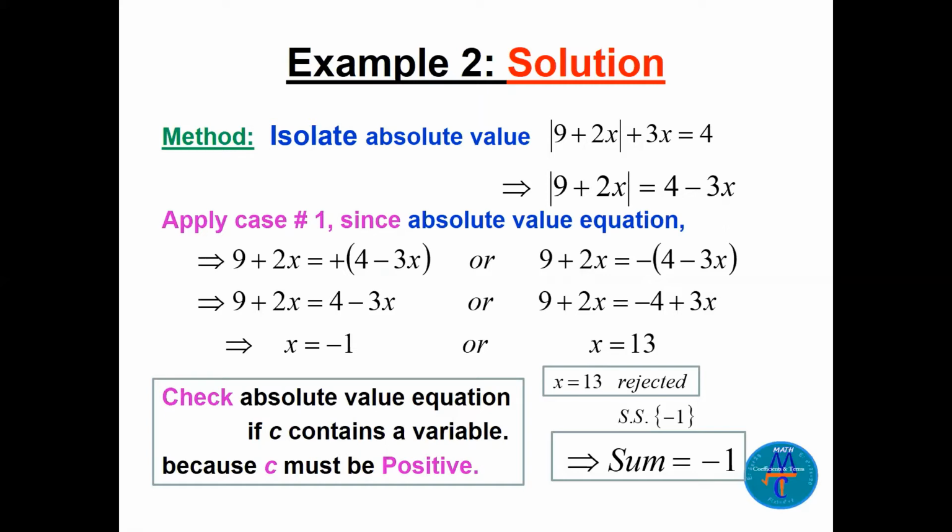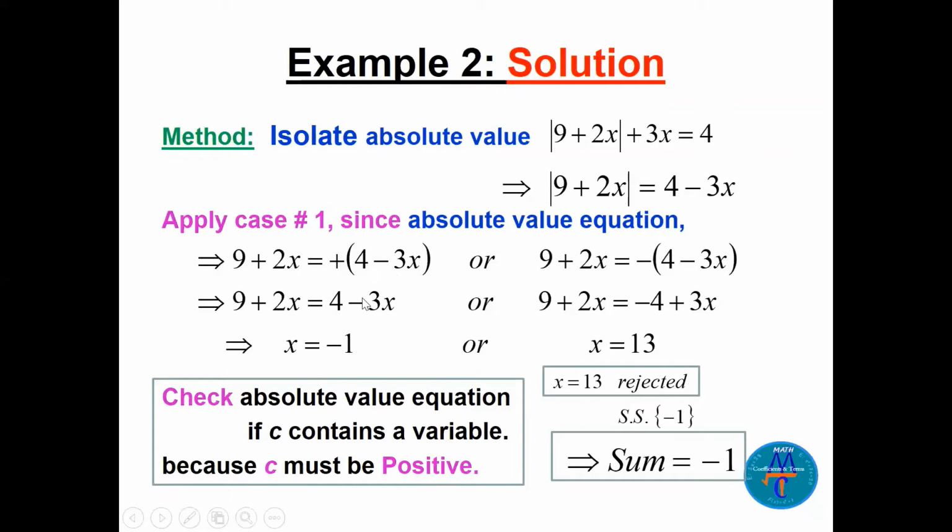Now this is c here. You see c? 4 minus 3x, that's c. Look here down on the left: check the absolute value equation if c contains a variable. You have to remember that because c must be positive, as we said in the formulas. Now 9 plus 2x is equal to plus all this c, 4 minus 3x, and minus all this c.